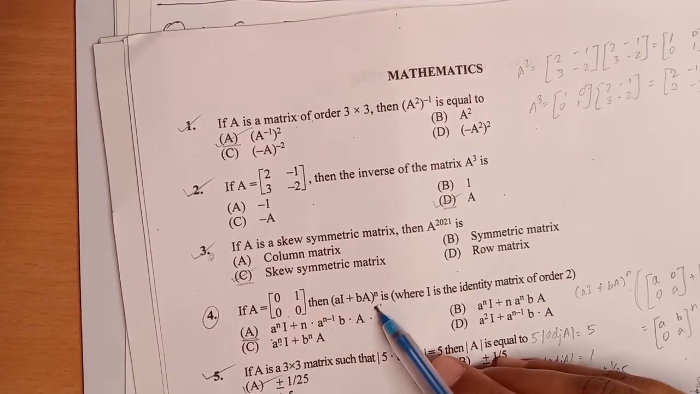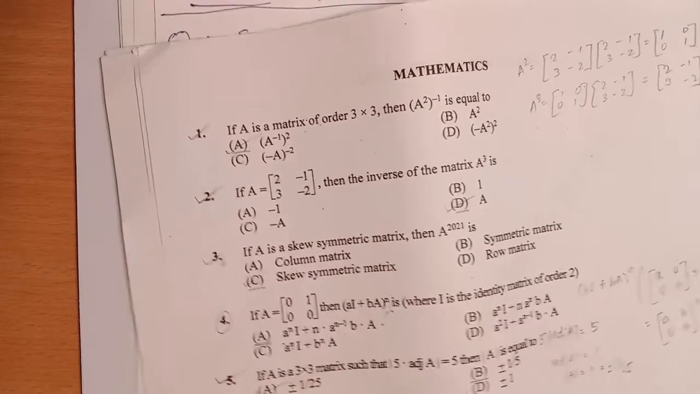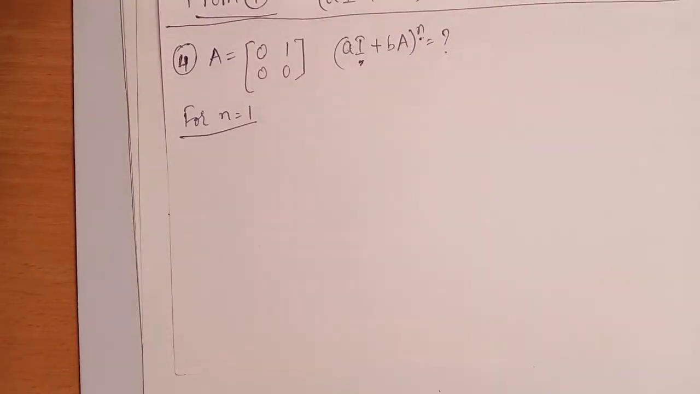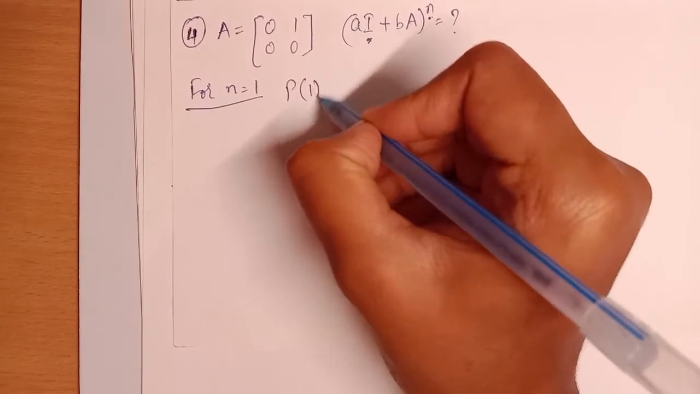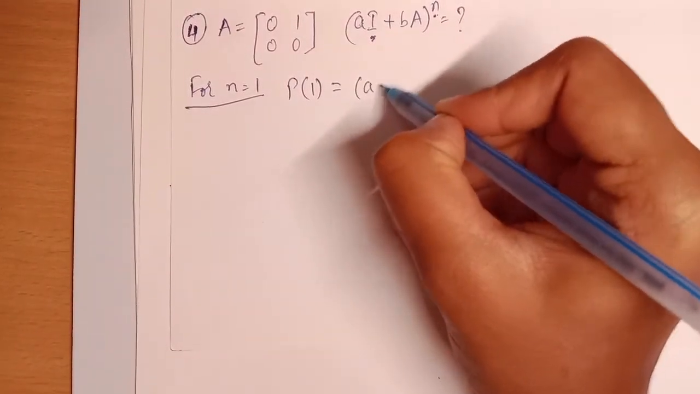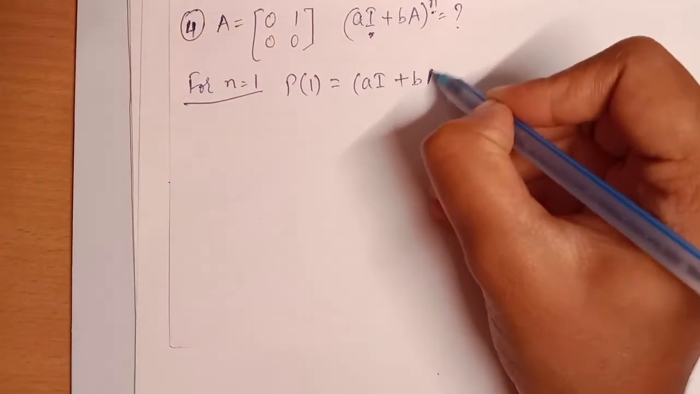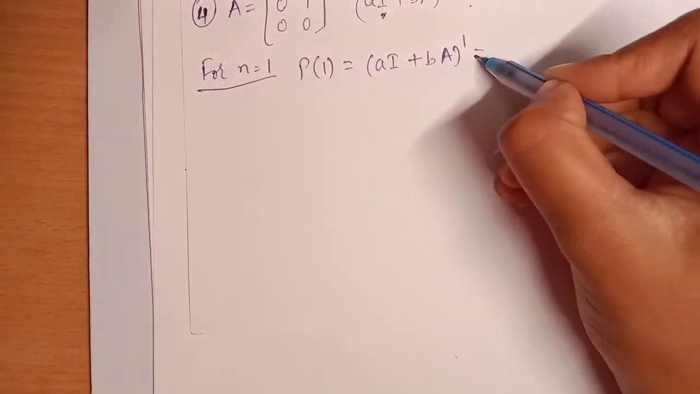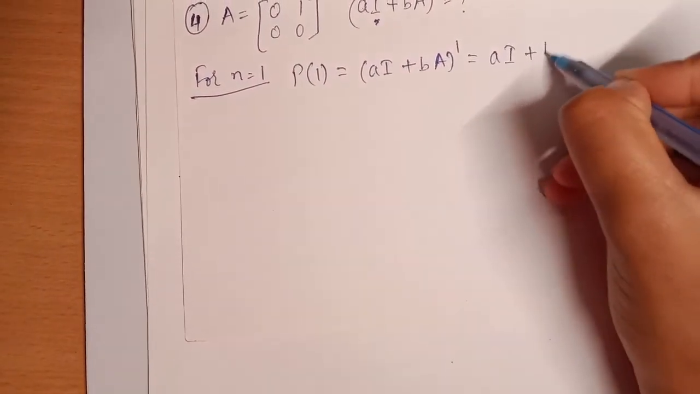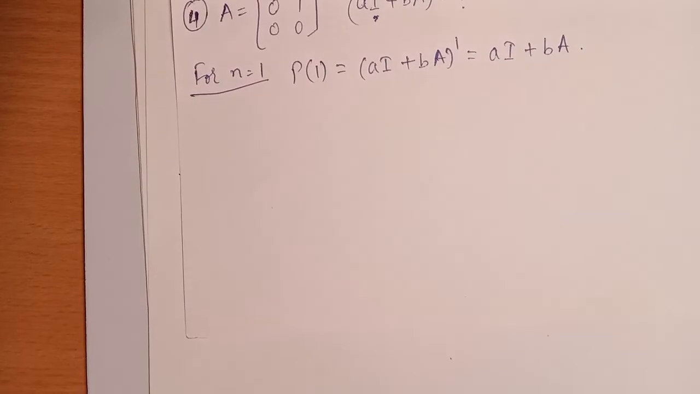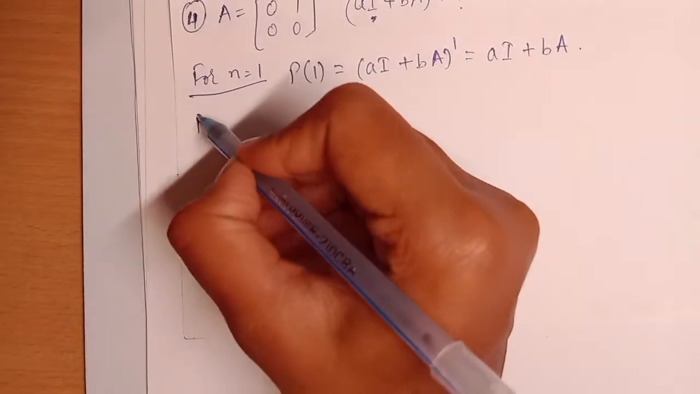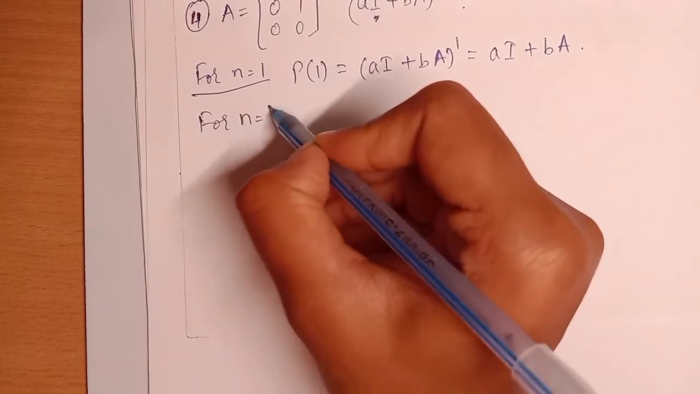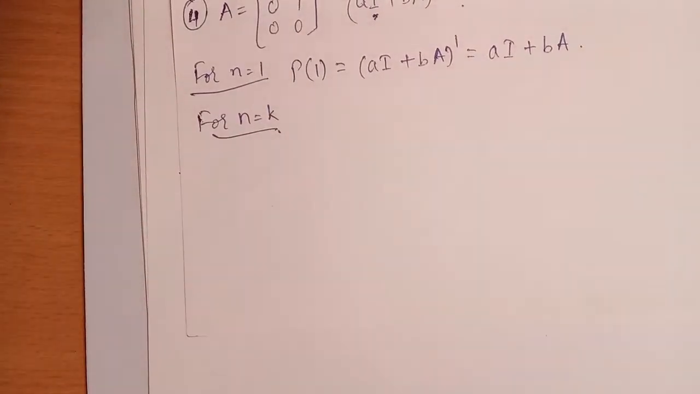What is the answer for this one? We are using the options for that. Okay, so let's put option 1. When we put n is equal to 1, P of 1 is equal to (AI plus BA) whole to the power 1, which is equal to A into I plus B into A. When we put power 1, it's the same thing. Next for n is equal to k, any random power.